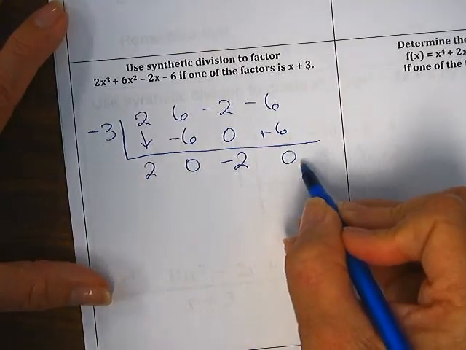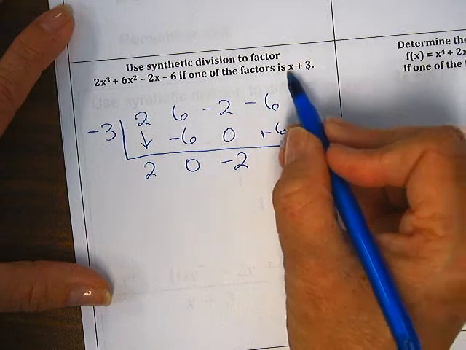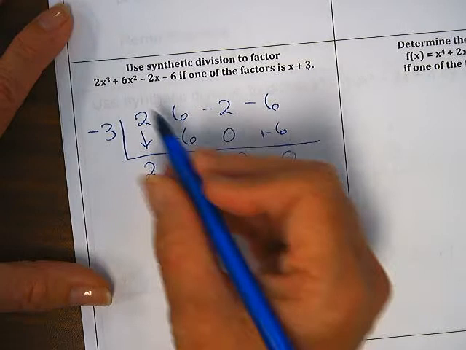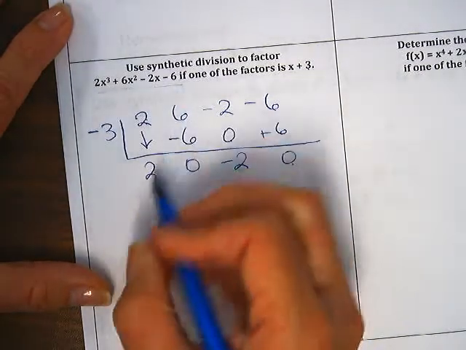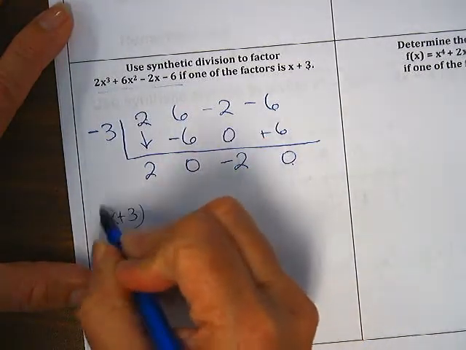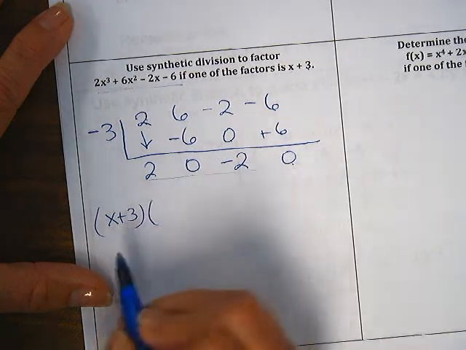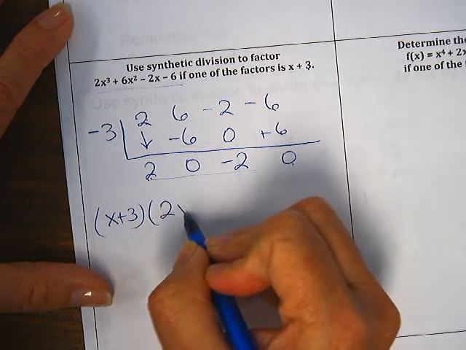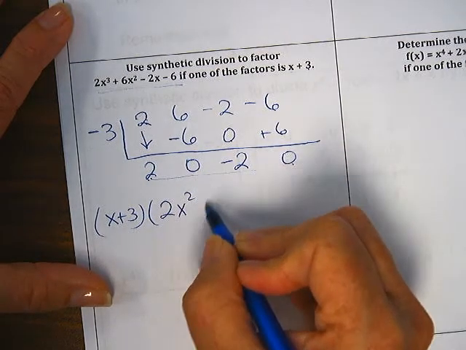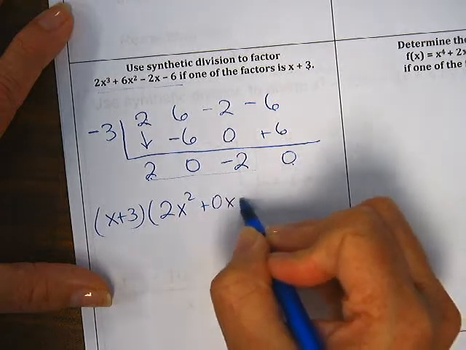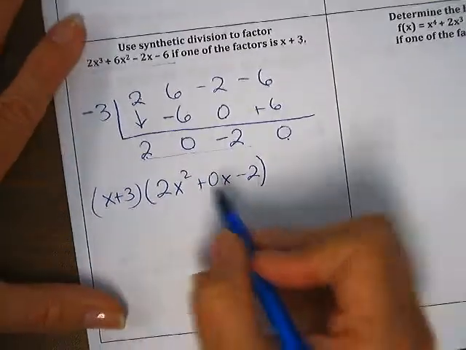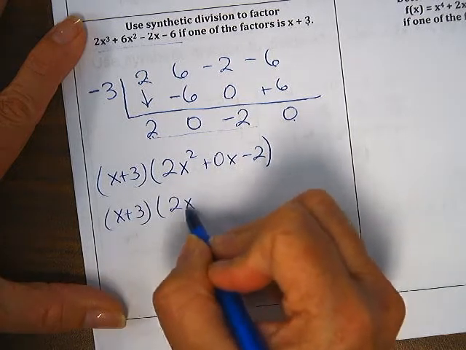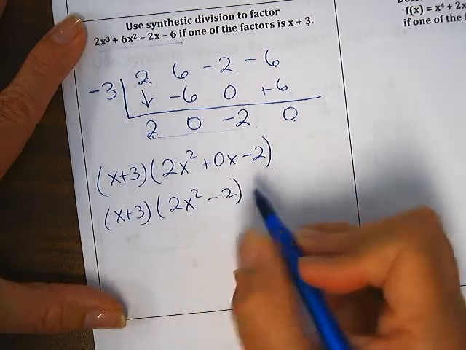The fact that our remainder is 0 tells us that x plus 3 is a factor of the polynomial we started with. So the factors of our polynomial are x plus 3, and we write this one now as a polynomial, so 2x squared plus 0x minus 2. So let's write that a little bit neater. x plus 3 and 2x squared minus 2.